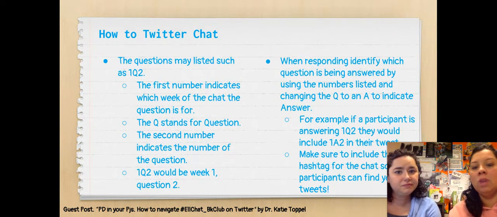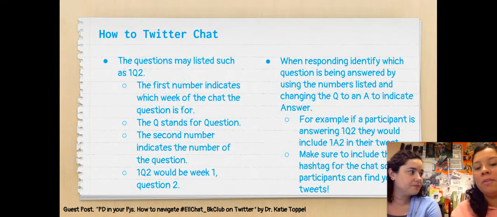We are going to go over the slide and then we're going to take you over to Twitter and walk you through it. So questions are going to be listed as 1Q2, or they might not even have a number in front of it. That's usually for the weekly chats. But the first number indicates which week of the chat the question is for. And then the Q stands for question, obviously, and the second number indicates the number of the question. So 1Q2 would be week 1, question 2. If you're doing the weekly chats where they're just during a certain time, it might just say Q1 or Q2.